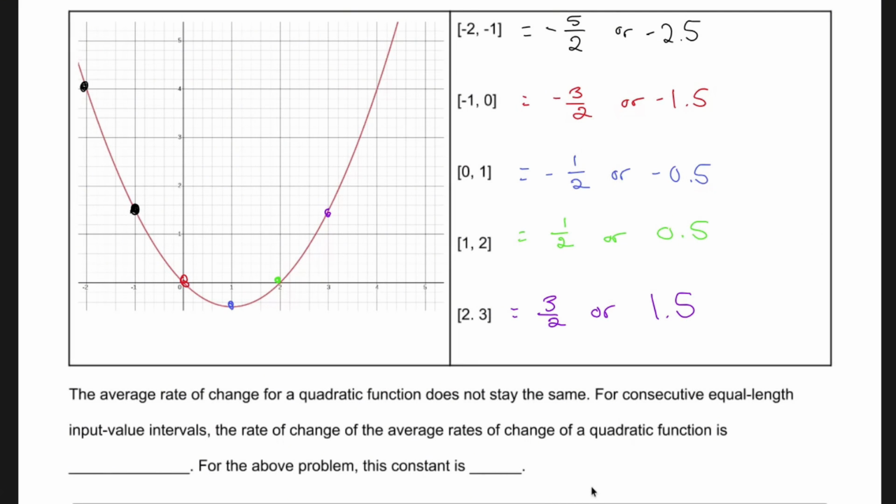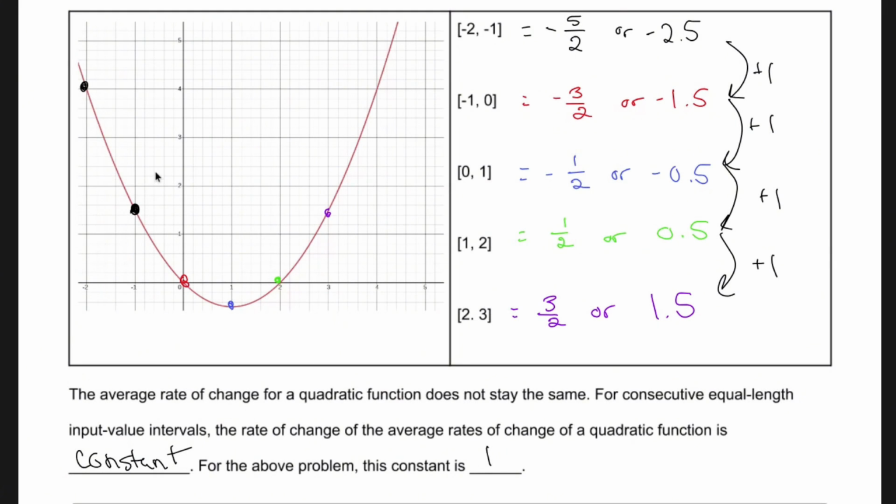For consecutive equal length input value intervals, so again, as these went up by 1 every single time, the average rate of change of the average rates of change of a quadratic function is constant. Now, I didn't show you that yet, but we saw it already in a table. If I look at the rate of change of these rates of change, these go up by 1 every single time. So this is the regular rate of change, and this is the rate of change of the rate of change. For this case, that constant number is a +1.